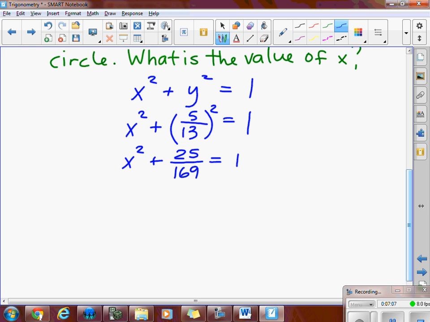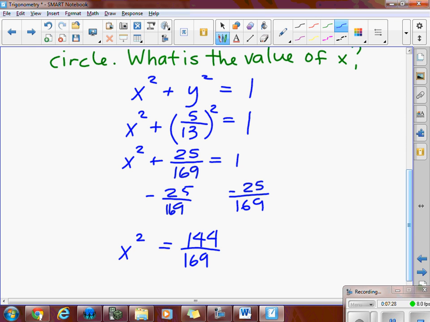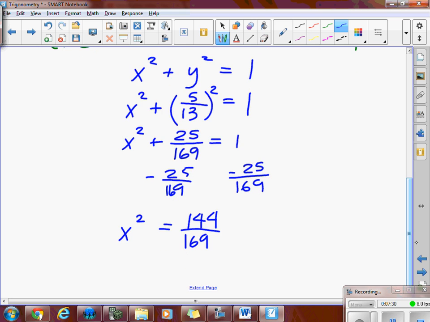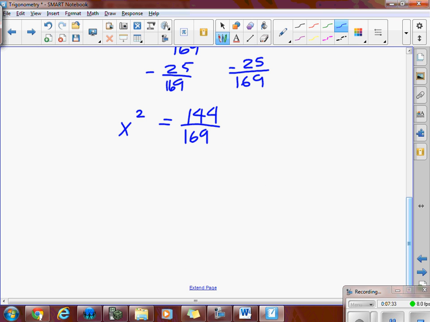We take away the 25/169 from both sides. So I'll show this step. Take it away from here, and take it away from here. And you can use your graphing calculator to figure out that 1 minus 25 over 169 is 144 over 169. Now what we have here is that x squared equals 144 over 169. So we have to take the square root of 144 over 169.